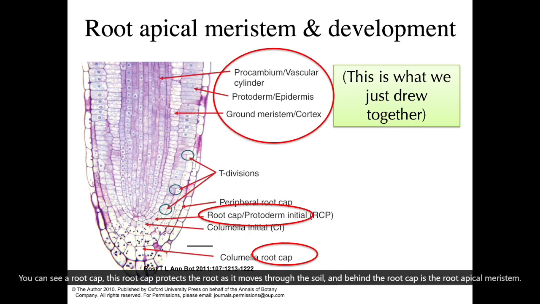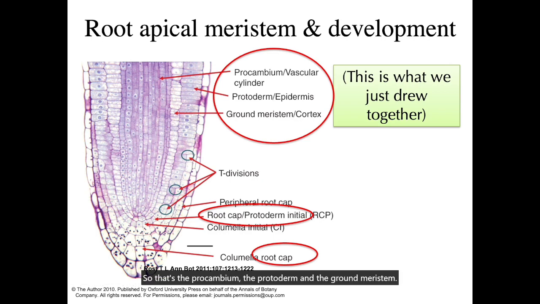You can see a root cap. This root cap protects the root as it moves through the soil. And behind the root cap is the root apical meristem. And then all of those primary meristems, those three primary meristems, that will go on to make the mature plant body. So that's the procambium, the protoderm, and the ground meristem.